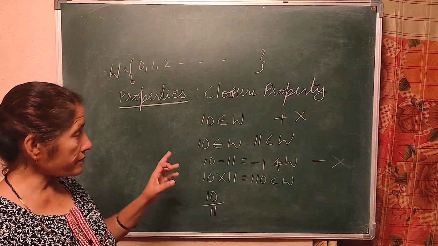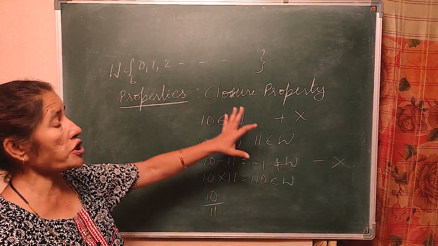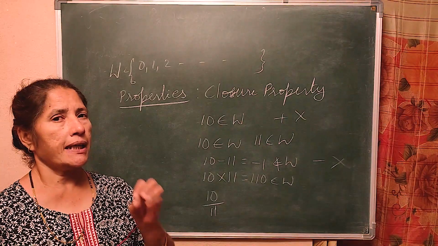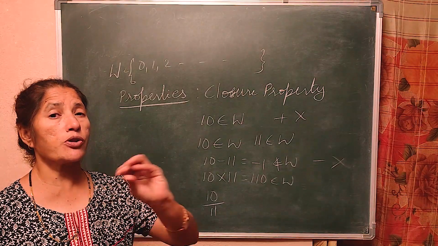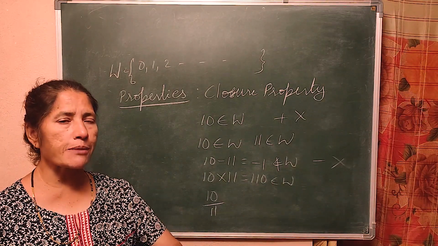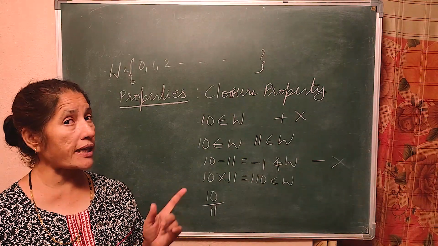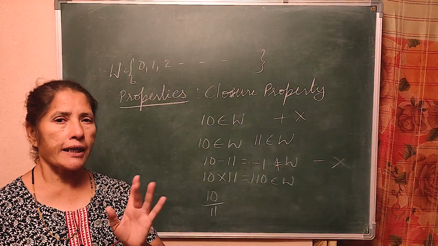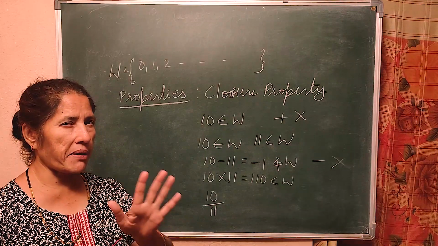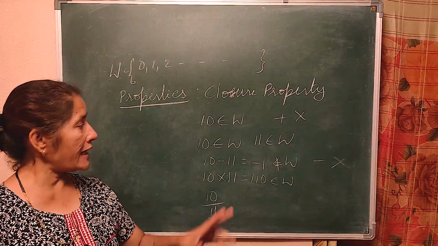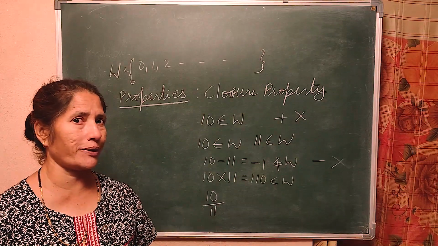Tomorrow, in the next class, I'll teach you some other properties. So here, closure property. What is the closure property? In general, we say, if A belongs to W, B belongs to W, A plus B is equal to C also belongs to W. It is closed under addition. A into B is equal to C also belongs to W. But A minus B, every time it need not. 11 minus 10 is equal to 1 belongs to W. But 10 minus 11 does not belong to W.